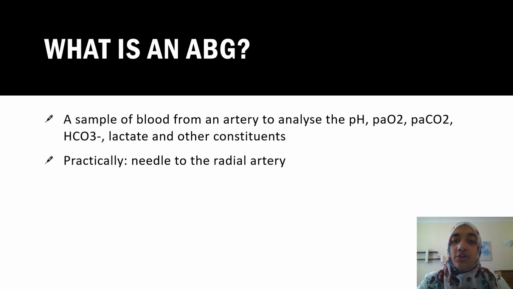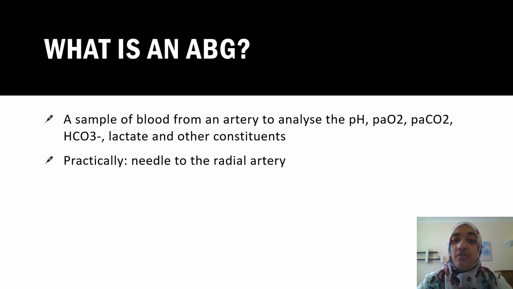The PaO2 is the pressure of oxygen in the arterial blood. The PaCO2 is the pressure of carbon dioxide in the arterial blood, and the HCO3- is the bicarbonate, and that's an indication of the metabolic balance within the body. You can also get things like lactate and some of the other ions in the blood on an ABG.